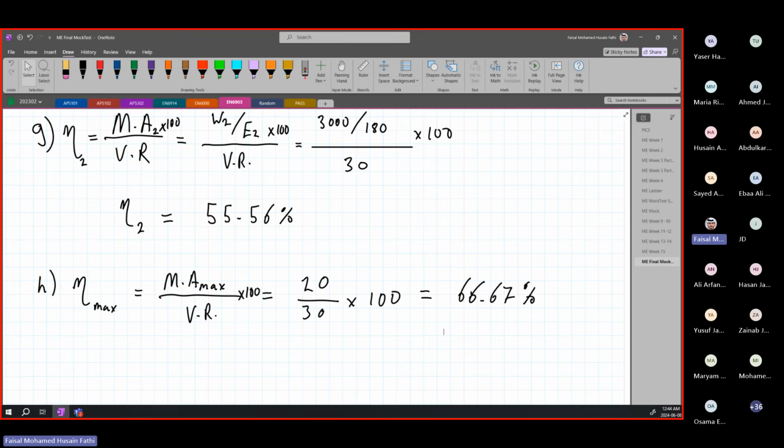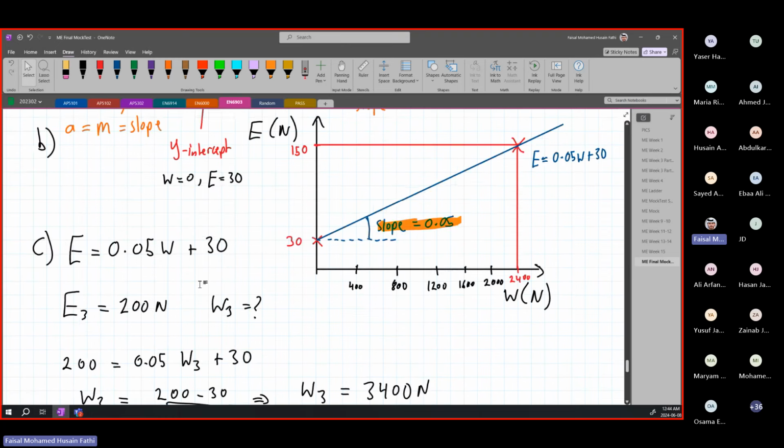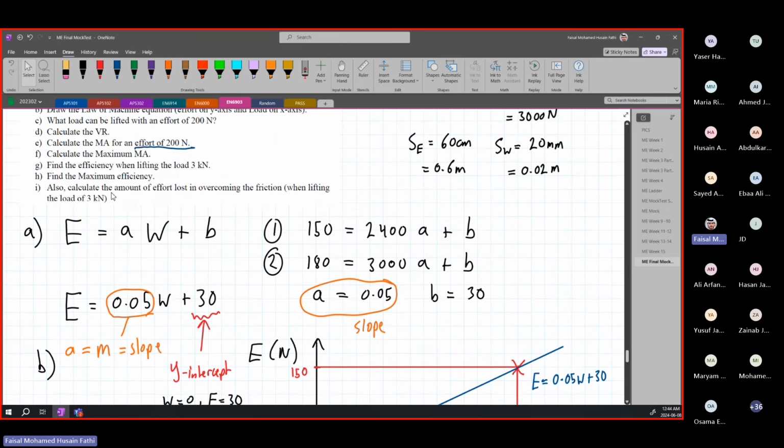Now, the final part. The final part says also calculate the amount of effort lost. It says lost effort. When they're talking about loss, they're talking about energy loss or work loss. Every time you read the word loss, it means energy loss or work loss in overcoming the friction. When lifting, for which case? For the 3 kilonewton case.